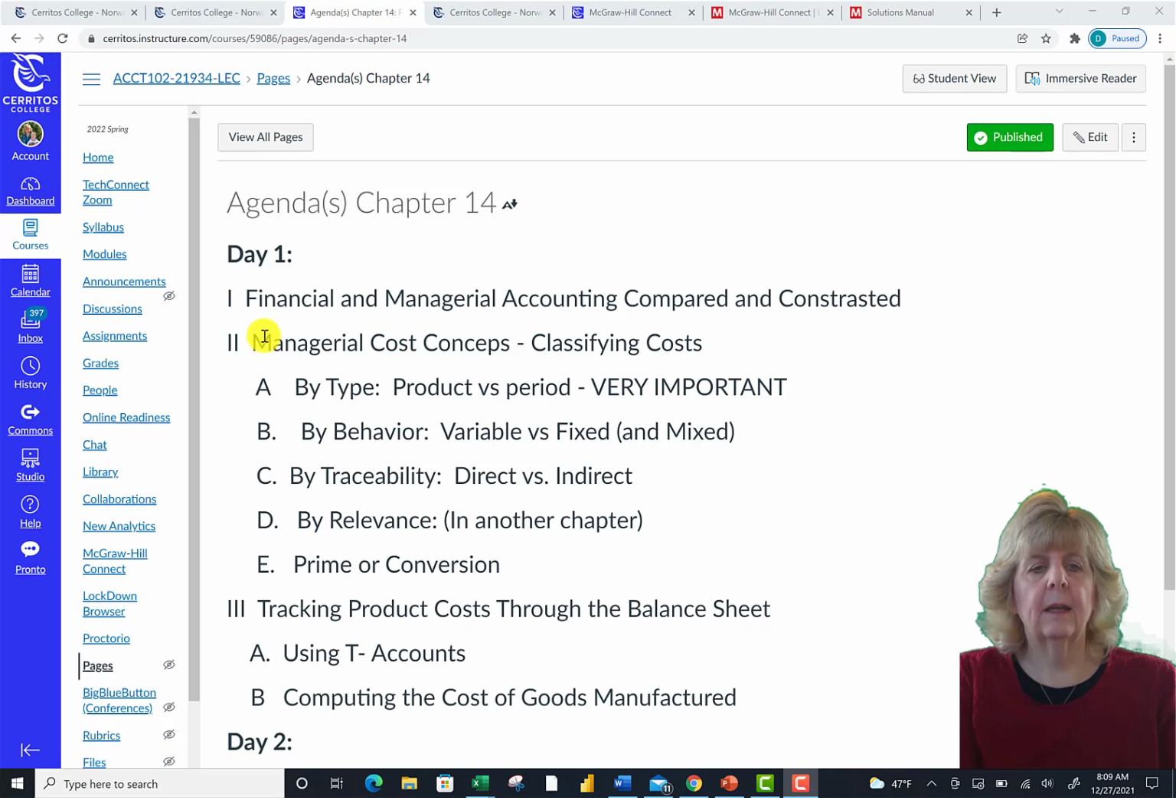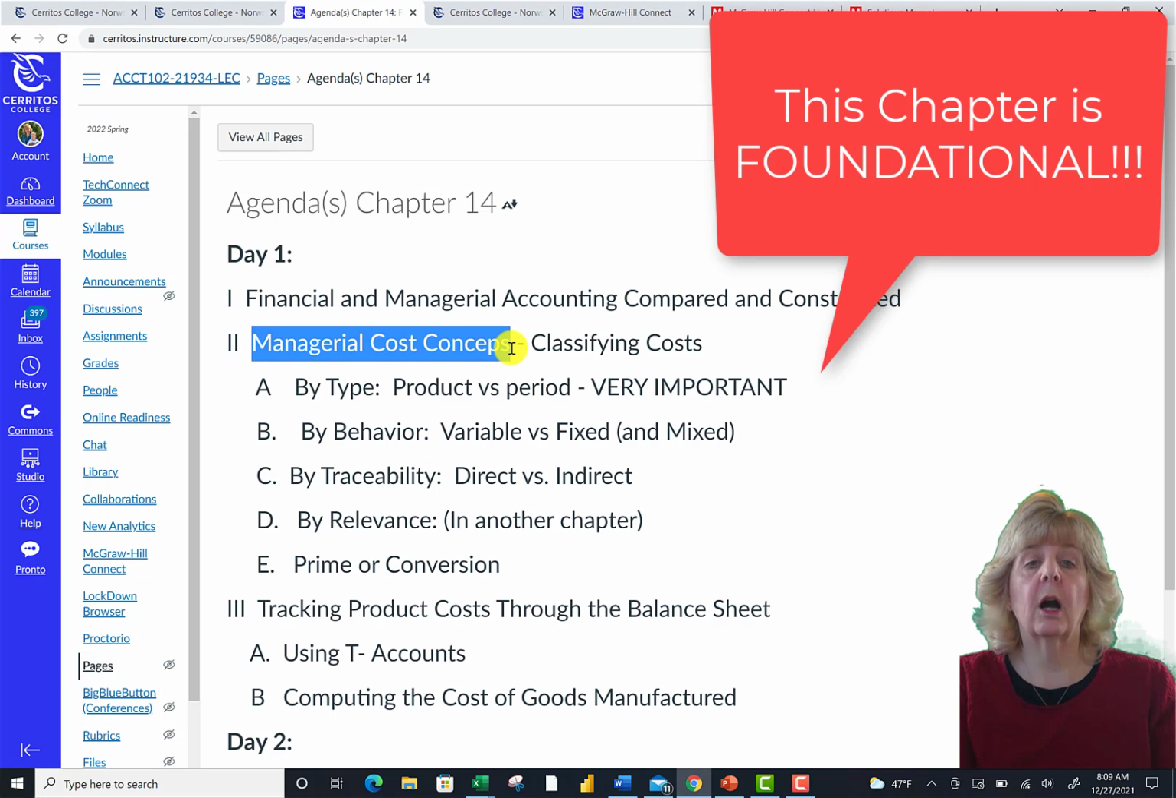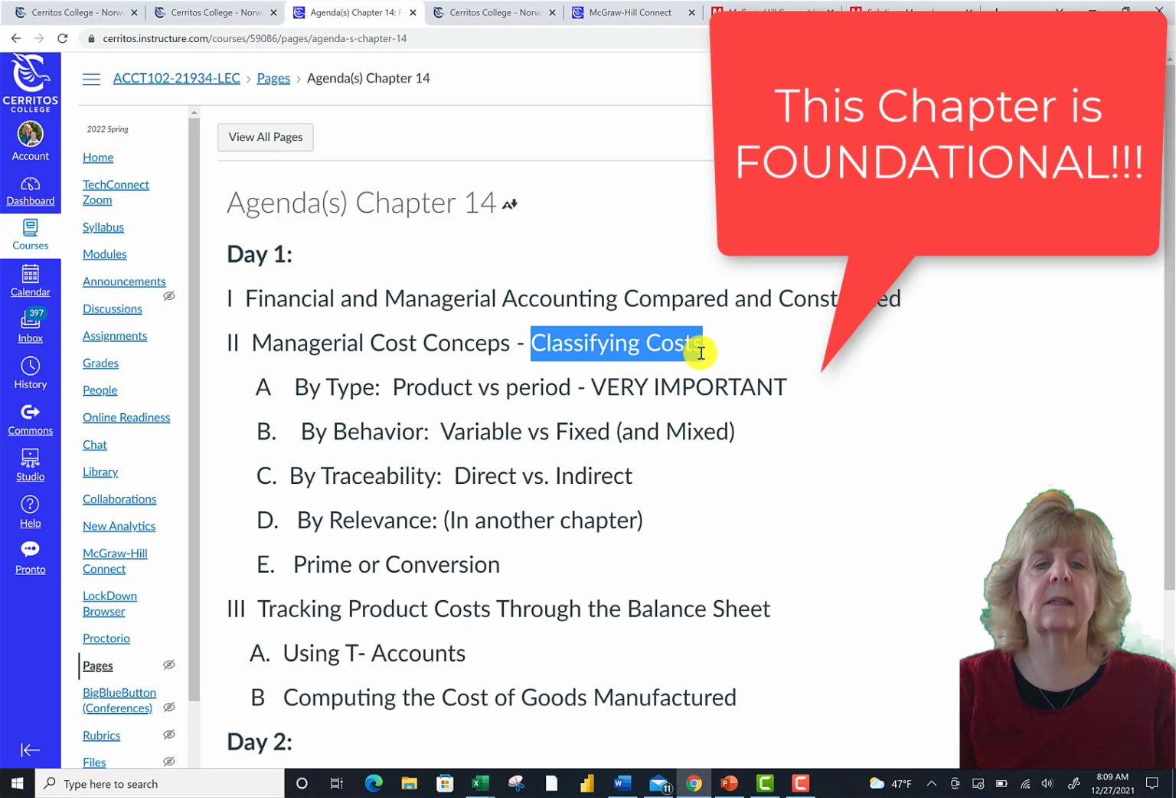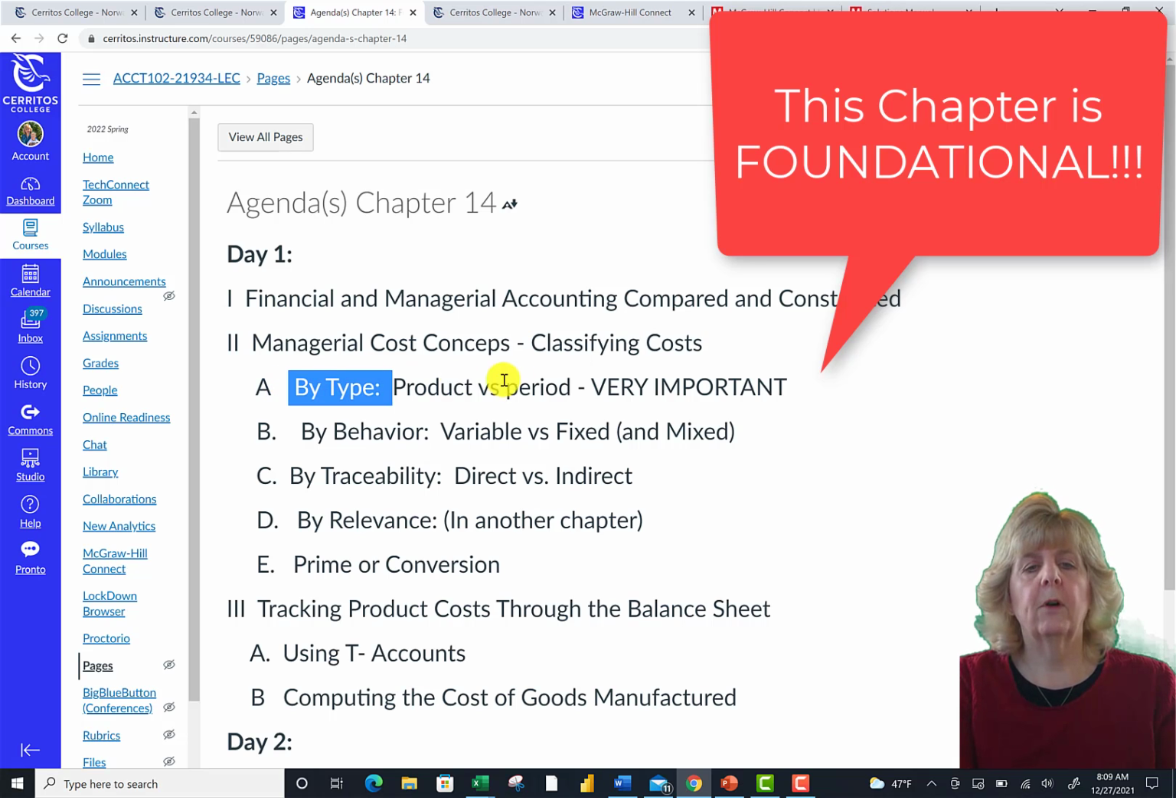So today is a pyramid building chapter. We're going to be talking about managerial cost concepts, and we're going to learn how to classify costs in several ways. This chapter is considered foundational because if we don't have a solid understanding of how to classify the various types of costs, then we will make errors when preparing financial statements.